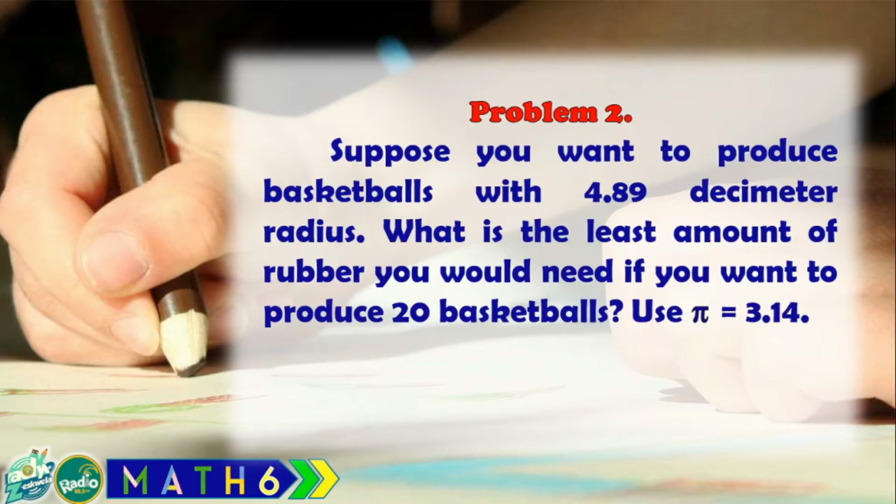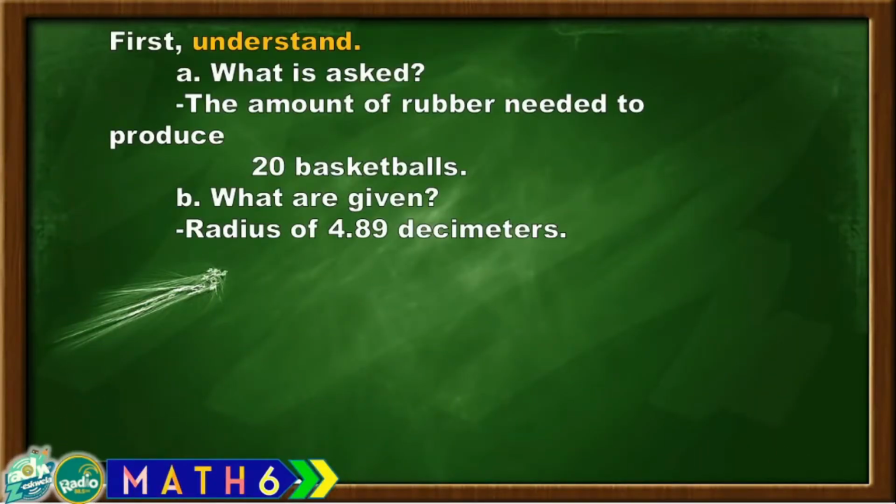Now let's continue to our second problem. For problem number 2, suppose you want to produce basketballs with 4.89 decimeter radius. What is the least amount of rubber you would need if you want to produce 20 basketballs? Use pi equals 3.14. Now let's start by understanding the problem. What is asked? Correct. The problem asks for the amount of rubber needed to produce 20 basketballs. And what are the given facts? Correct. The given facts are radius of 4.89 decimeters.